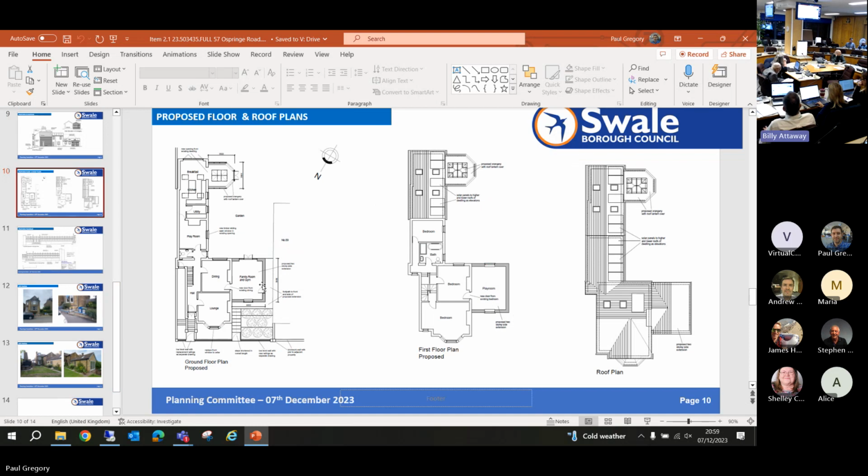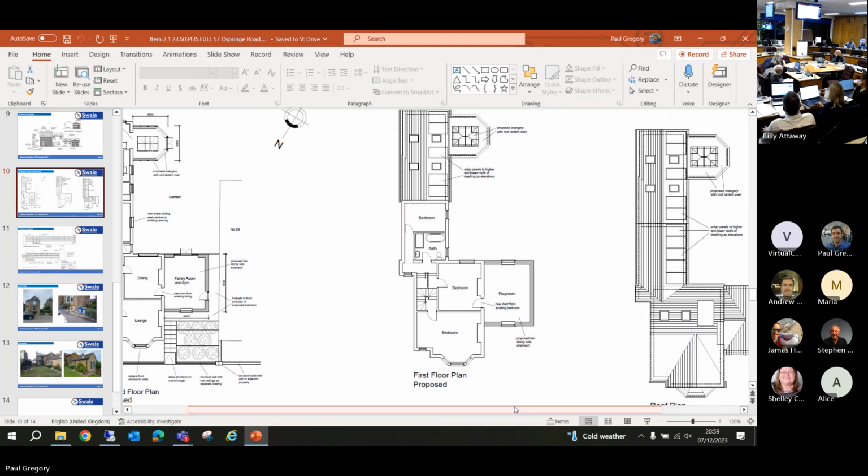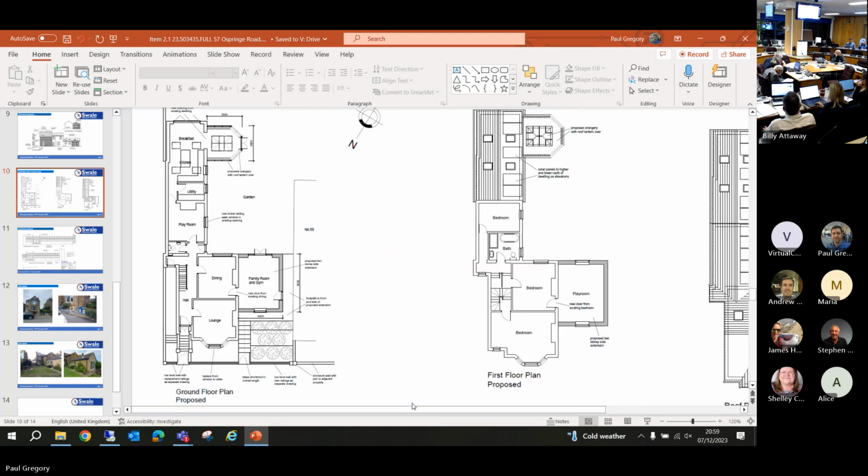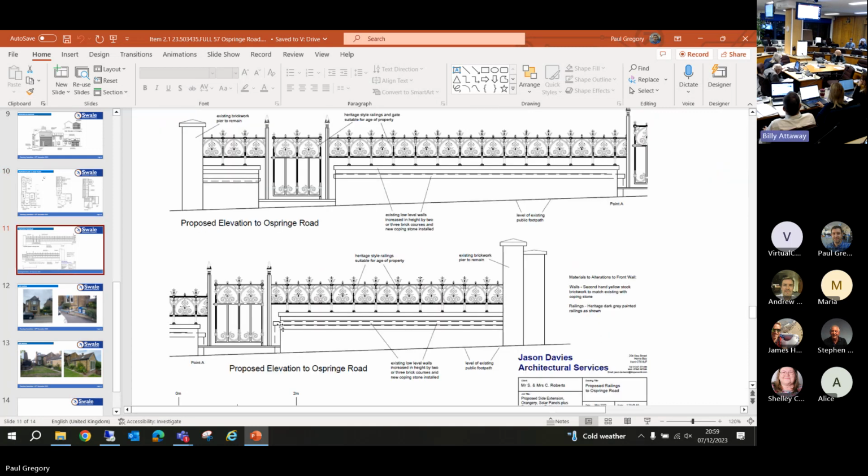And here's the floor plans of that. So I'll zoom in again. So here's the side extension, obviously ground floor and first floor there, and the orangery at the back. And the wall and the railings that I was talking about, so there'd be a slight increase in the height of the wall, and then the replacement of the existing railings with heritage style railings and a gate.